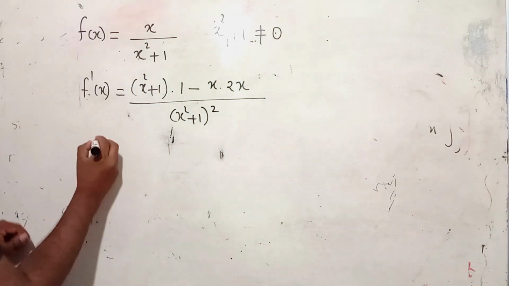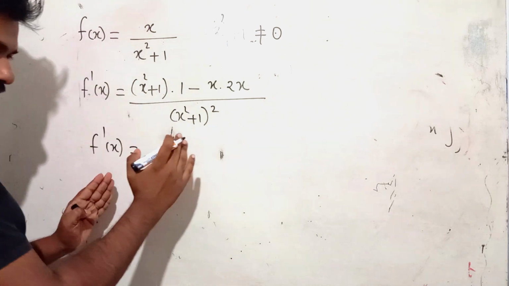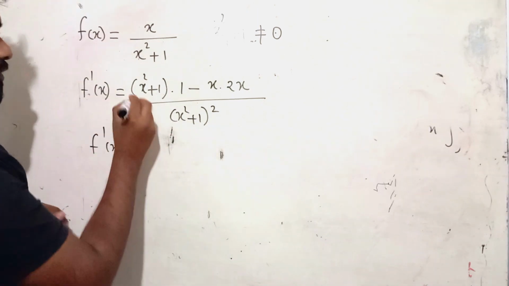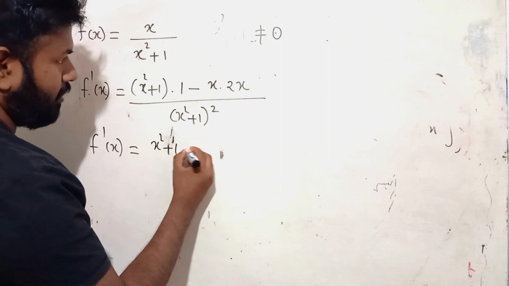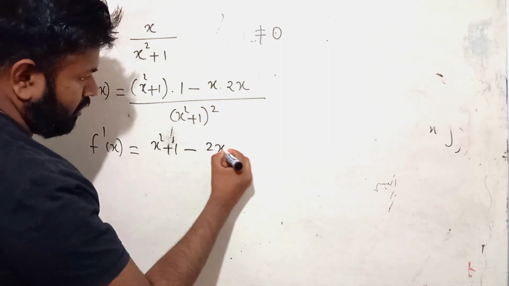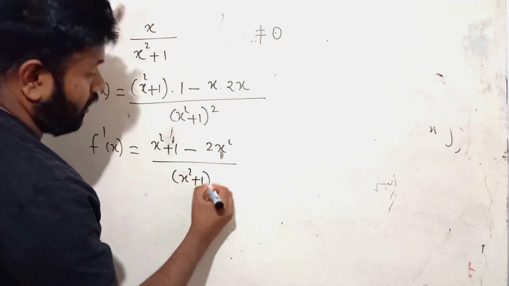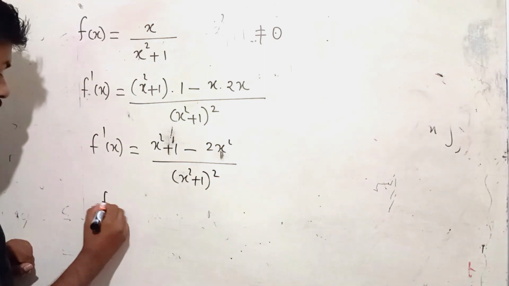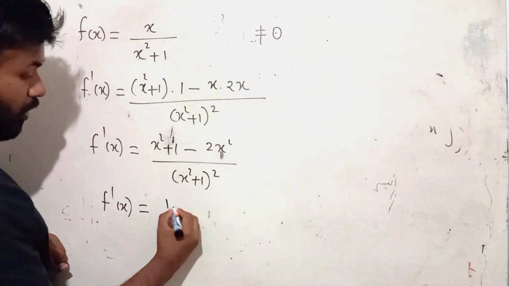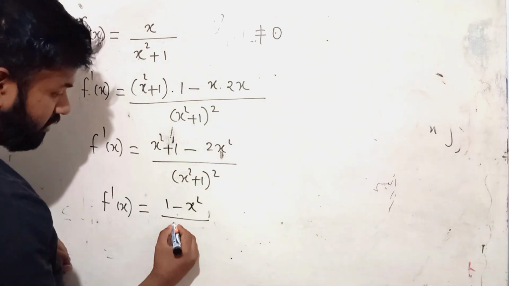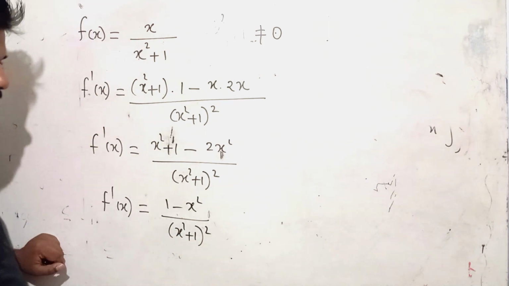So if you simplify this, f dash x, simplify this and factorize this. So x squared plus 1 minus, if you multiply this together, 2x squared, divided by x squared plus 1 whole thing square. So f dash x is equal to 1 minus x squared divided by x squared plus 1 whole thing square.